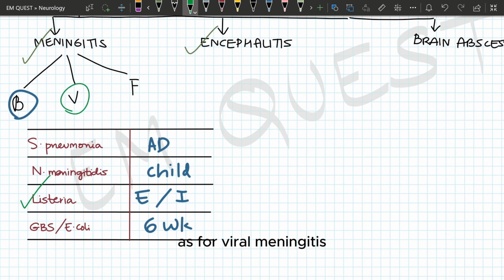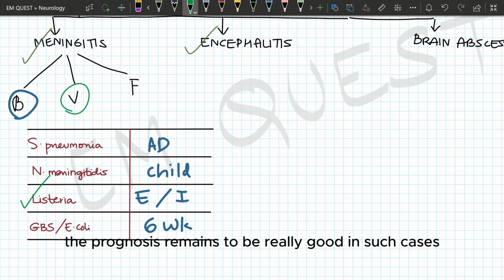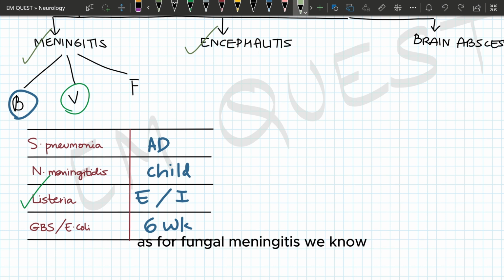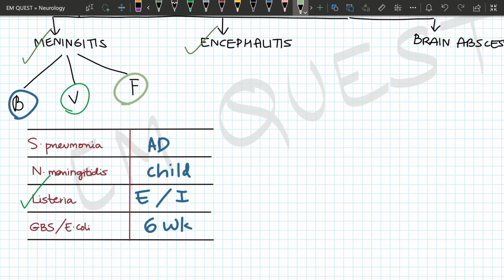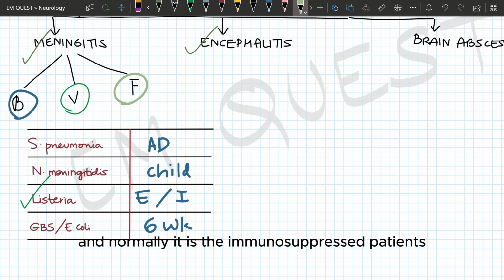As for viral meningitis, the most common causes are usually enterovirus or herpes virus. The prognosis remains really good in such cases. As for fungal meningitis, we know the most commonly implicated organism is Cryptococcus, and normally it is immunosuppressed patients who are more prone to fungal meningitis.